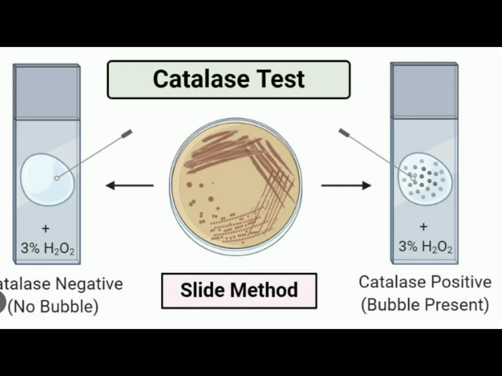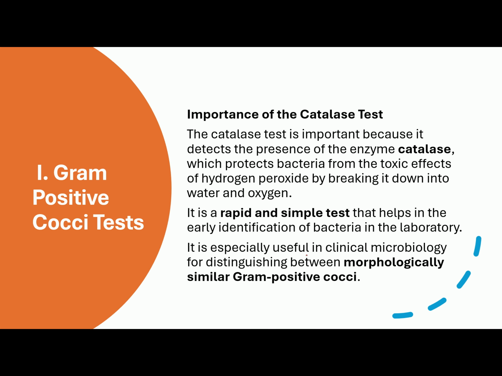So this is the image. You get a small piece of the colony, you add it on the slide, then you add your 3% hydrogen peroxide. Again, if positive, bubbles would be present. If negative, no bubbles. Important. So this is very important, class, in identifying specific bacteria, mostly gram-positive cocci.